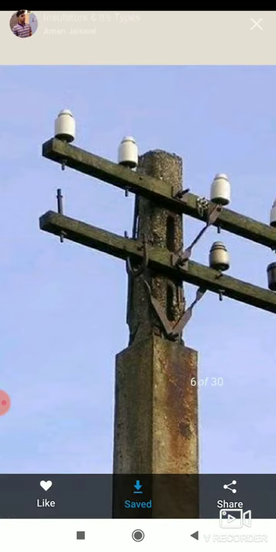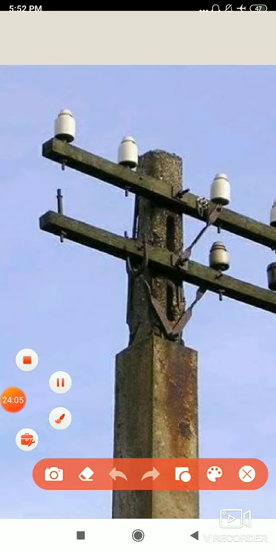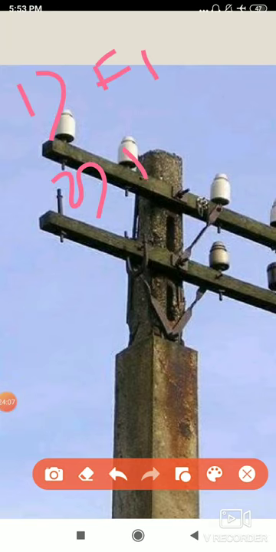Alright. So this is about the pin type insulator, and there is a choice of insulation failure in this pin type insulator. So what are the choices? There are two choices for insulation failures. The first one is a flashover, and the second one is a puncture.